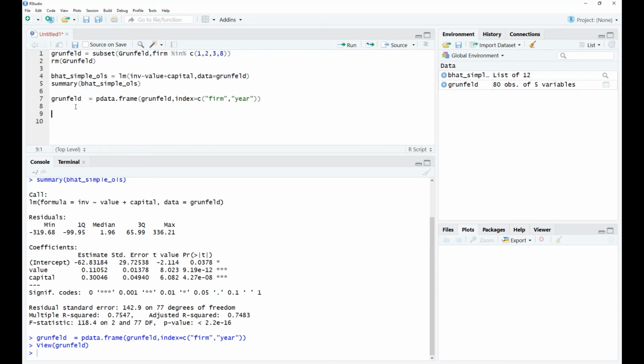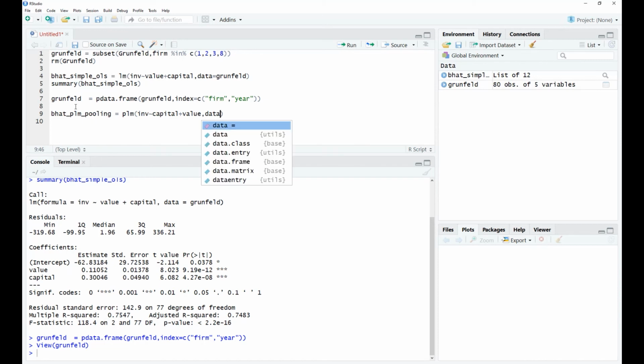To do this, we say b hat, let's make it specific that we are using the PLM package, and let's say it is pooling, and then we have to use the command PLM, and we have to enter the data exactly as before, in the sense that we say investment is a function of capital and value, and the data is Grunfeld.